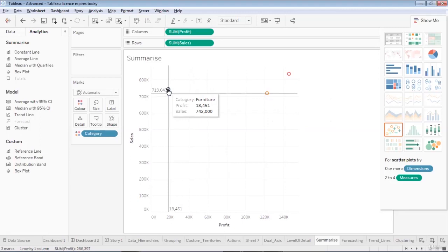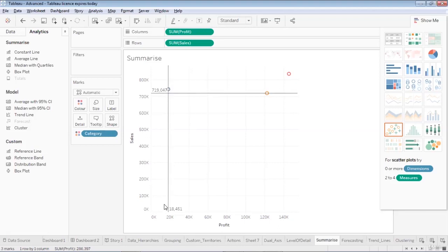Basically, what this constant line does is it draws a straight line, either vertically or horizontally, at the level where you get the first observation. So if I talk about the profit axis, the first value on the profit axis was this one.